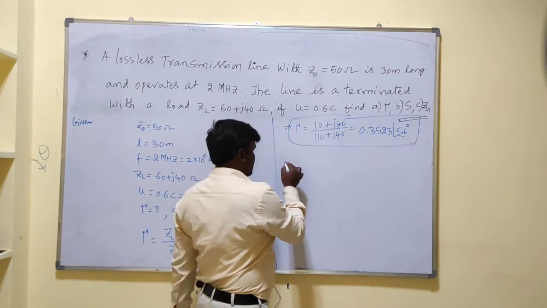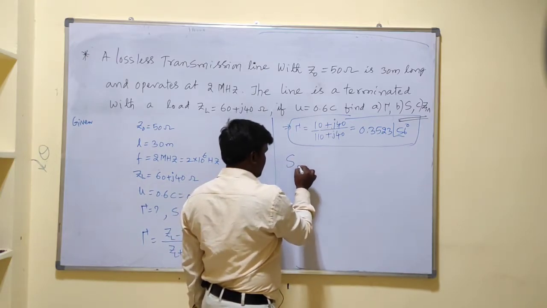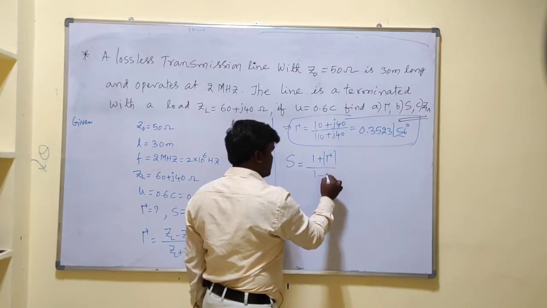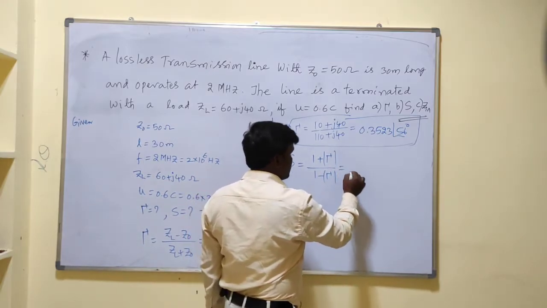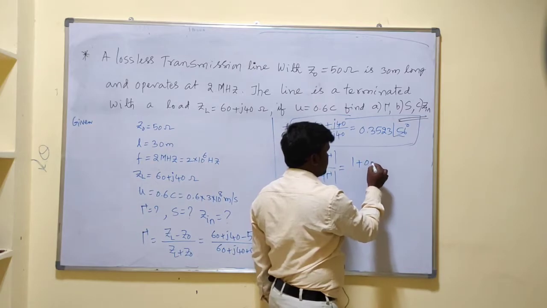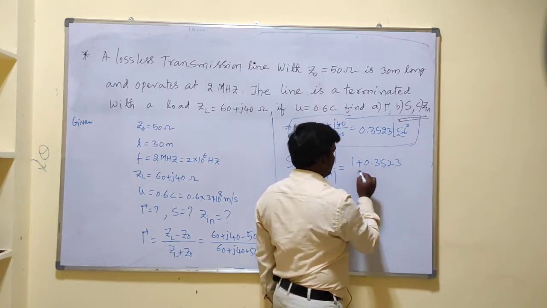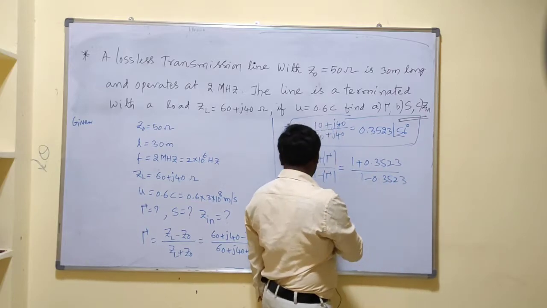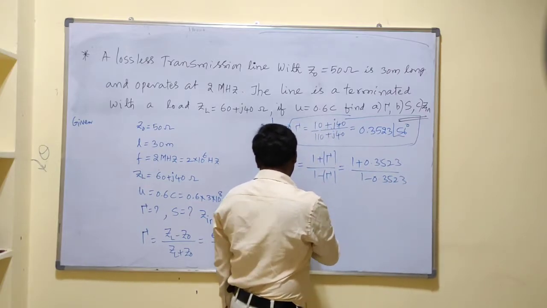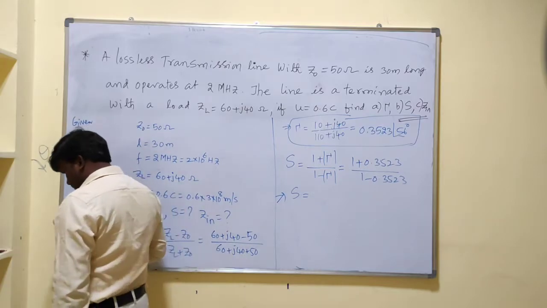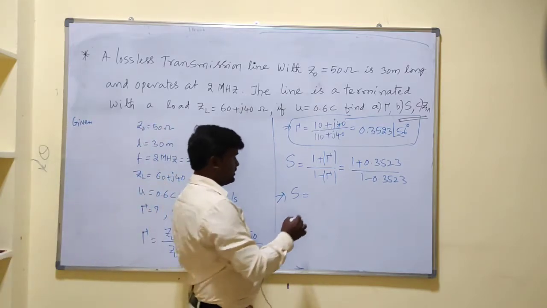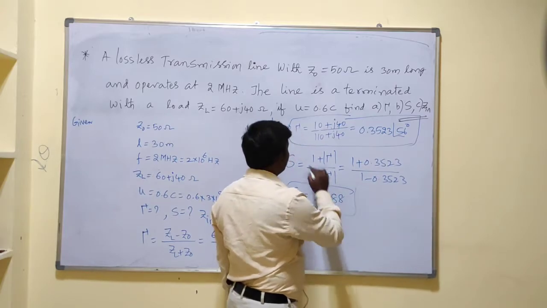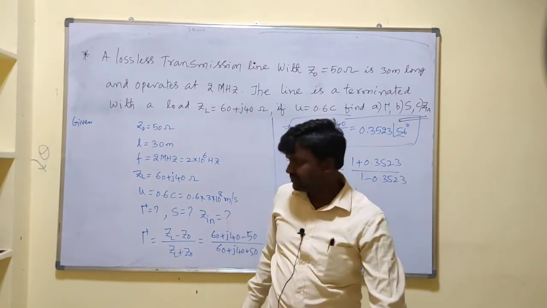Next, the calculation of standing wave ratio. S equals 1 plus mod gamma over 1 minus mod gamma. So 1 plus 0.3523 over 1 minus 0.3523, and after simplification you will get the S value as 2.088. No units for gamma and S.